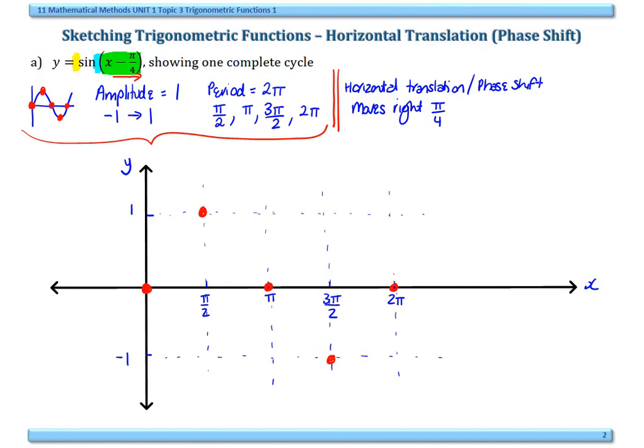Now, don't just draw a little sketch. This is not your final curve. So just lightly with your pencil, draw in that curve. This curve is y equals sine of x, but we need to take our translation into account, which is moving right pi on 4. Now pi on 4 is half of pi on 2. So all of these dots that we had are going to move to the right pi on 4.